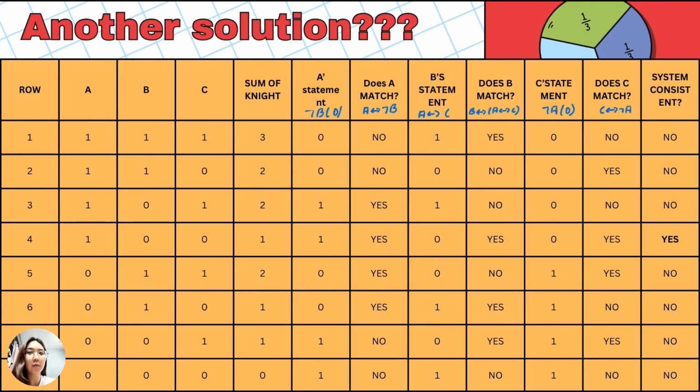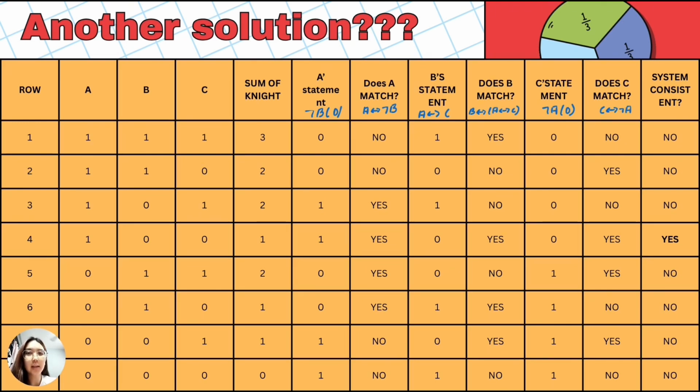And same, we have to compare: does the B statement match with column B? For example, in row 1, B is 1 and the B statement is also 1. So yes, they are matched. For example, in row 2, B is 1, but the B statement is 0. So they are not matching.